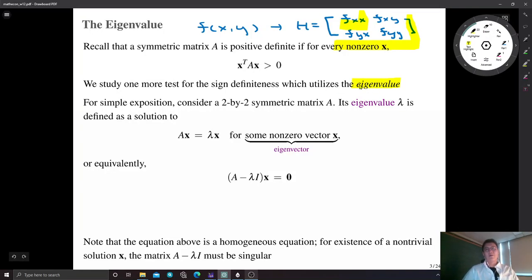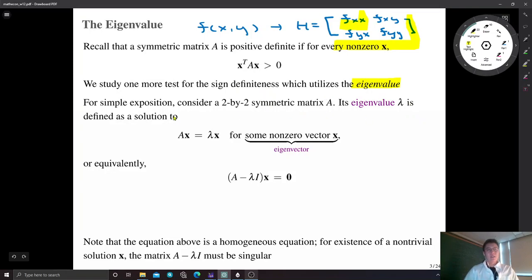In order to understand the eigenvalue exactly, we would have to spend at least 1 week, because that is a very important topic. But we just have limited time until the end of the semester. So let me just introduce the definition of the eigenvalue. What is the eigenvalue, and what is it for in the optimization problem? How is it applied to determination of the sign definiteness in the optimization problem?